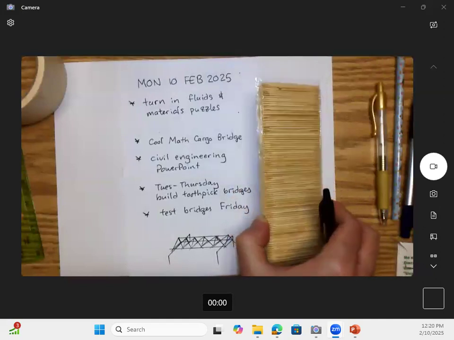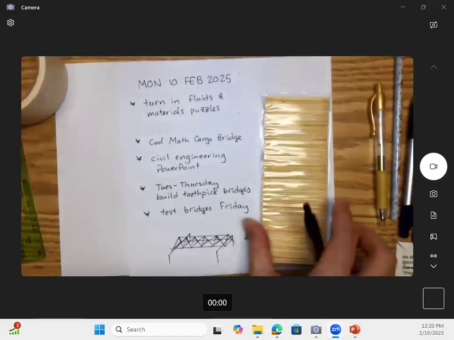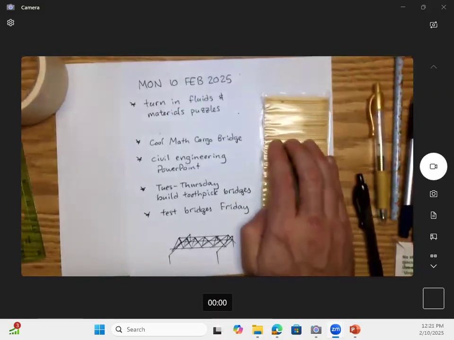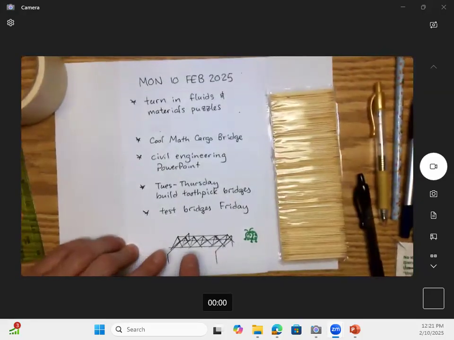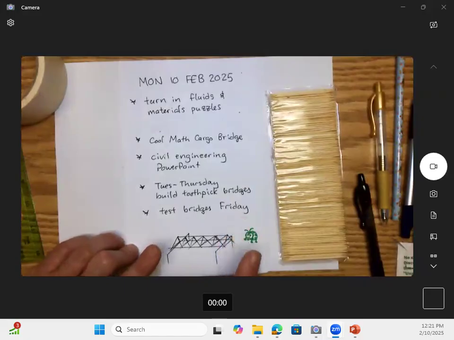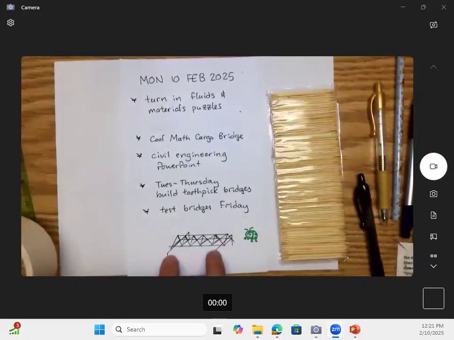Tomorrow I'll have you in teams. I'll give you some toothpicks, well, not this whole thing, maybe like 100 toothpicks, which is approximately that many right there. And then the challenge is we'll test these on Friday. I'll give you some gap. I usually do either 20 or 25 centimeters, so some gap you have to span.